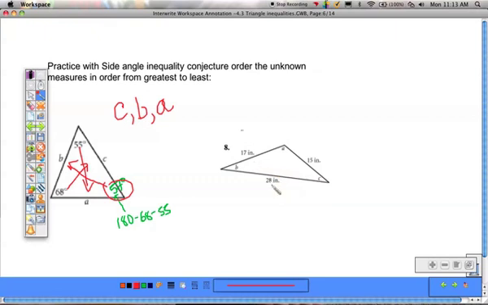The next one, look for your biggest side. So there's your biggest angle. The next biggest side is 17, and that's across from angle C. And the next one's across from the 15, so that's angle B.